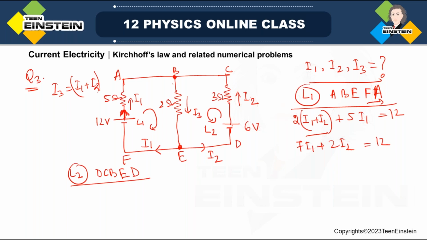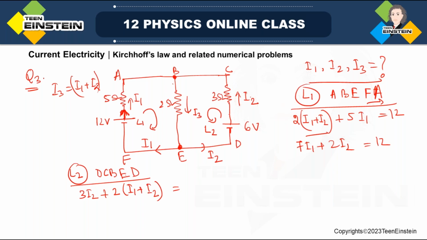All right. So look, this is current. I have taken anyway positive because I'm going from D to C. Current is also going in that direction. So 3I2. So B to C and then B to E. I'm going from B to E. Current 3 is also going B to E. So I'm taking this as positive.